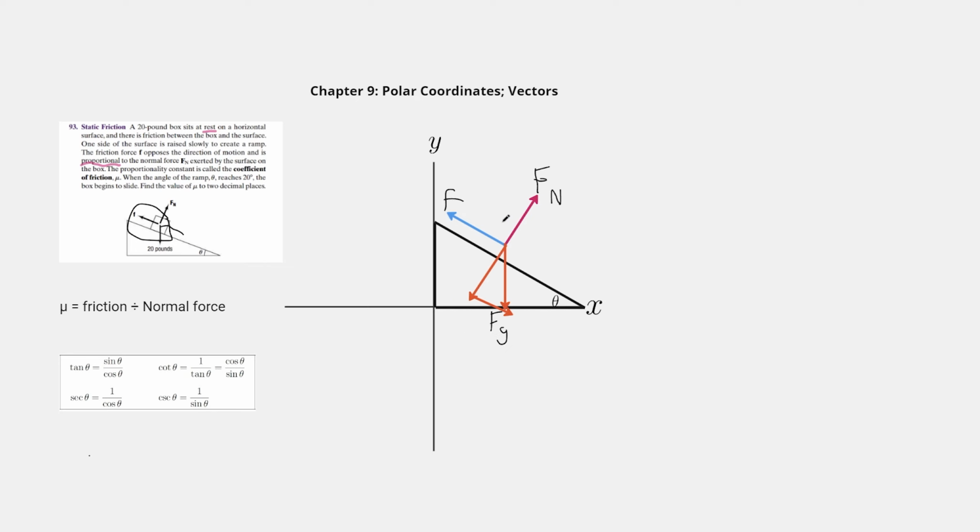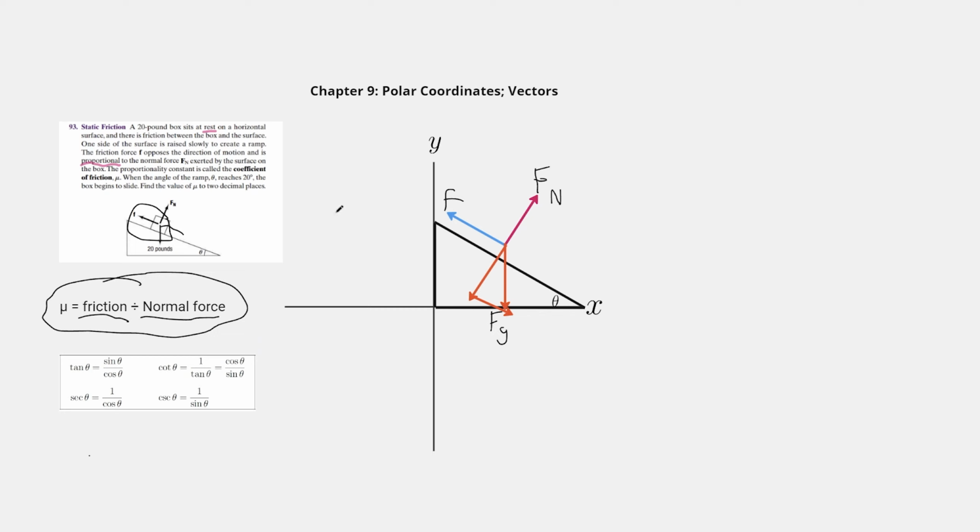And we also know that normal force is going to equal the gravitational force that's perpendicular to the ramp. The second part that I highlighted was that friction opposes the direction of motion and is proportional to the normal force. What that means is, right here in this equation, that it is the ratio of friction divided by the normal force that's pushing the objects together. Now we just need to find friction and normal force.